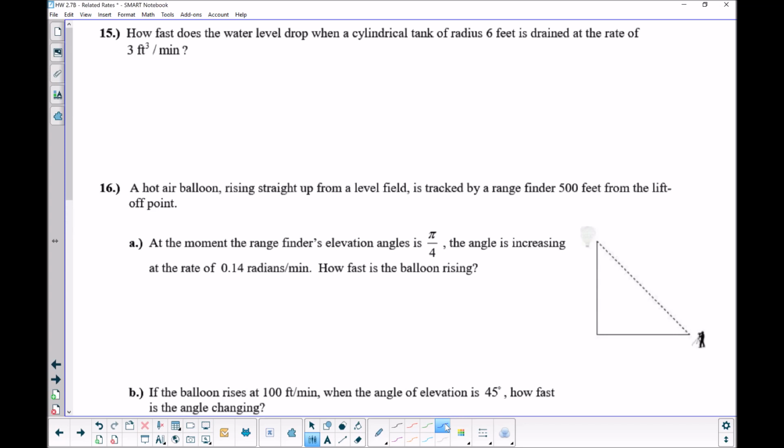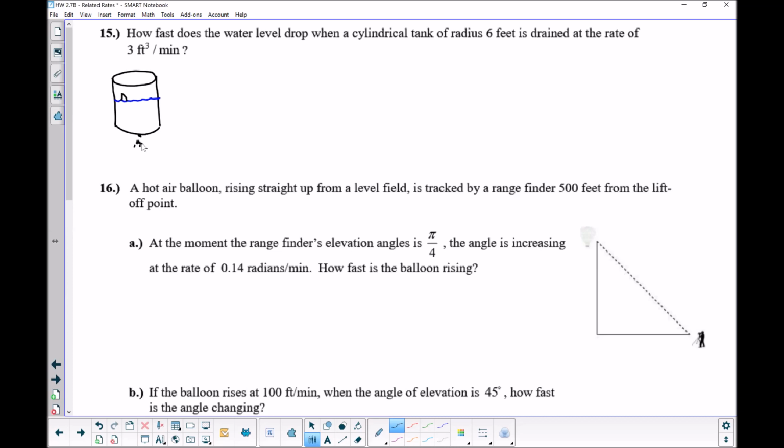So how fast does the water level drop when a cylindrical tank of radius 6 is drained at a rate of 3 feet cubed per minute? I think a lot of you might look at this and interpret the fact that there are so few numbers given to mean that it's a more challenging problem. But in fact, when you have cylinders, things really couldn't be much easier. Because we have our cylinder full of some amount of water, and it's being drained from the bottom, so water is coming out.